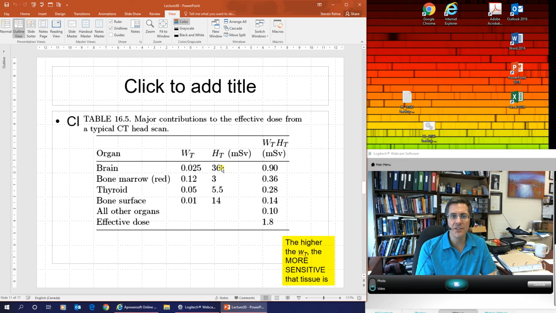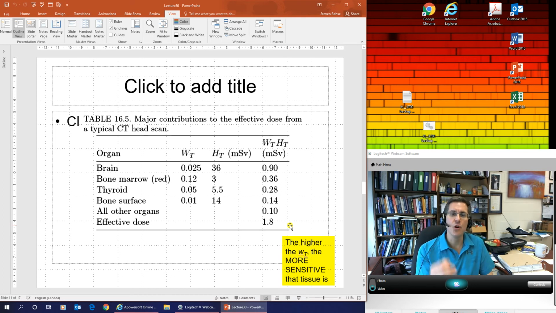Multiply each of these equivalent doses times the tissue weighting factor. That gives you WT times HT. Sum all those up, and its effective dose is 1.8 millisievert. It means that a typical head CT, which delivers 36 millisieverts to the brain, 3 to the bone marrow, 5.5 millisieverts to the thyroid, and 14 millisieverts to the bone surface, is effectively as if your whole body got 1.8 millisieverts. It's the same risk overall if you're just calculating how risky is that procedure.